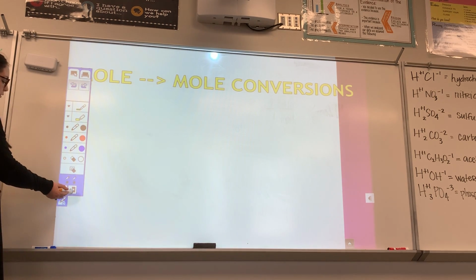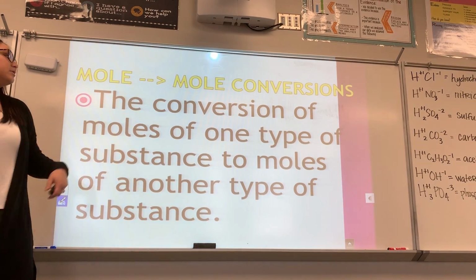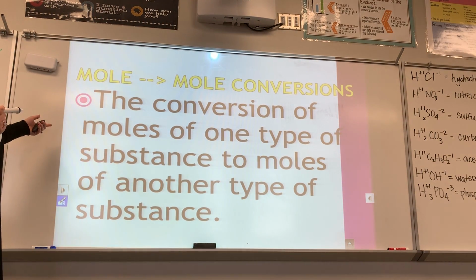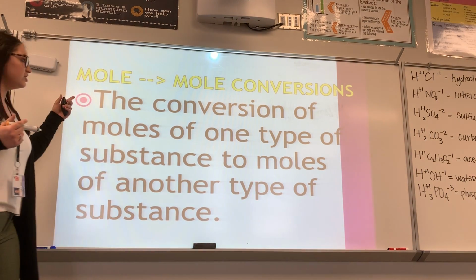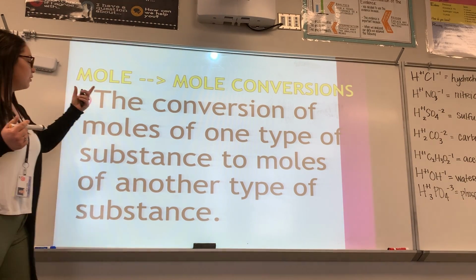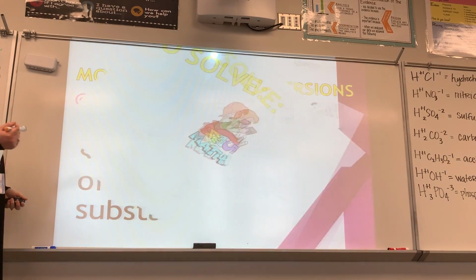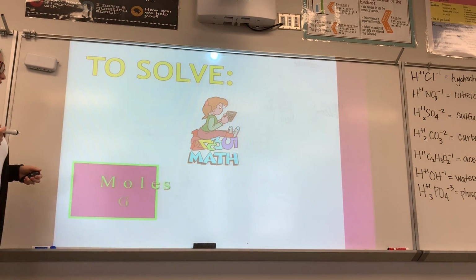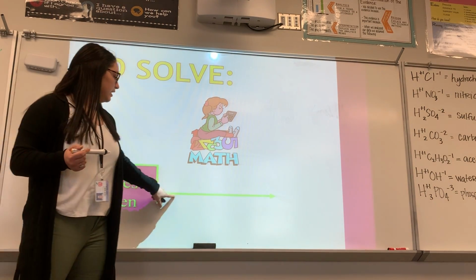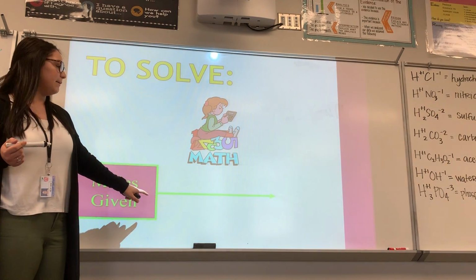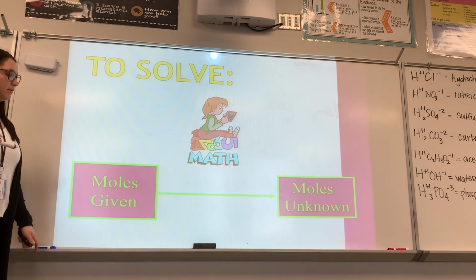So we're going to go over mole to mole conversions using that stoichiometry map. Mole to mole conversions are the conversions of moles of one type of substance to moles of another type of substance. Those are what we just did in our mole ratios. We have to know how many moles are on this side to how many moles are on the other, what we know to what we don't know. To solve mole to mole ratios, we start with our moles given. We follow our map. This is on your map, which is right in the middle. We want to get to our moles of our unknown, so we have a one-step problem.